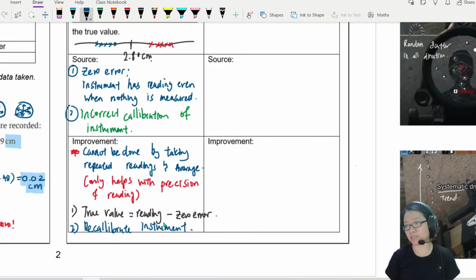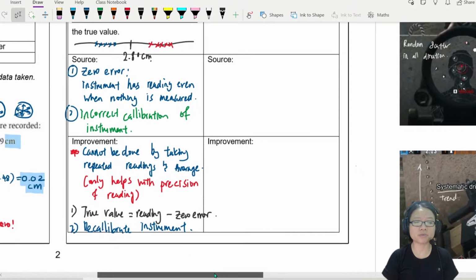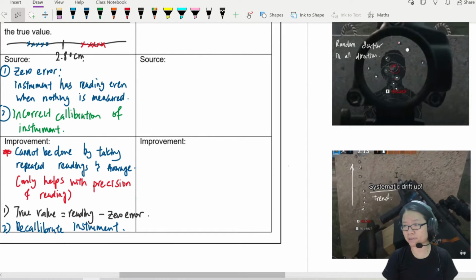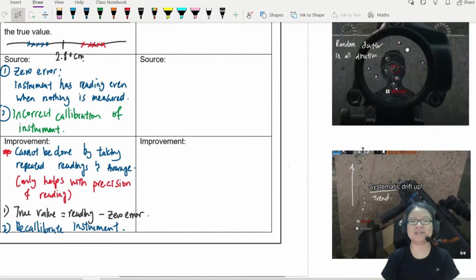So you need to fix the instrument. You need to look at the instrument, figure out what's going on and figure out if you can fix it. That is the systematic error. So when you shoot something, let's go back to the gun analogy, if there's a systematic drift up or there's a trend, that means something is wrong. Go and, I don't know, clean the gun and change things out. Okay? That's one type of error that could happen when you take a reading. Supposed to get 2.8, but your readings are less than 2.8.